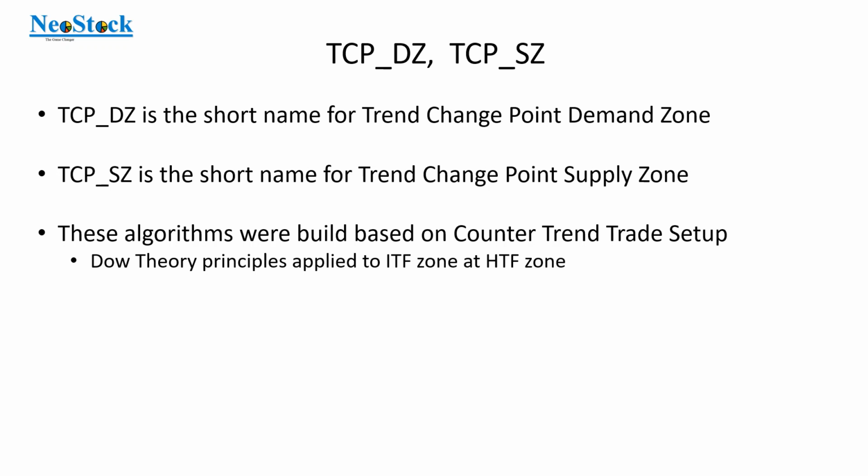And for those who are already aware of Dow theory principles, it is easy to understand these concepts, because in Dow theory we use counter trend trade setups. The trend changes that take place as per Dow theory, exactly the same way we are applying the concepts. But here the Dow theory principles are applied to the ITF zone, because the trend is identified at the intermediate time frame. You already learned this in our core strategy, in the phase 1 and phase 2 training programs, especially phase 2.